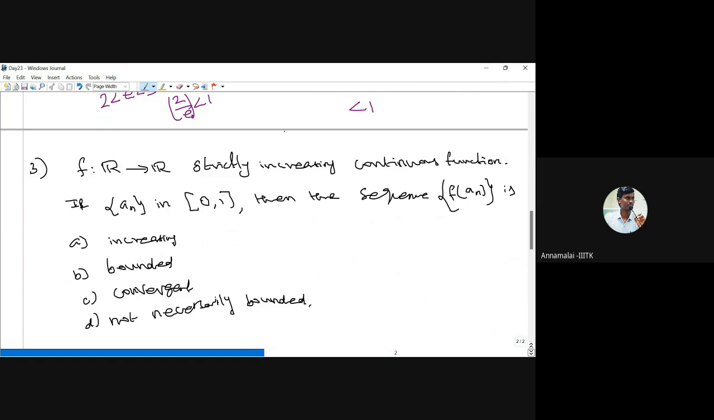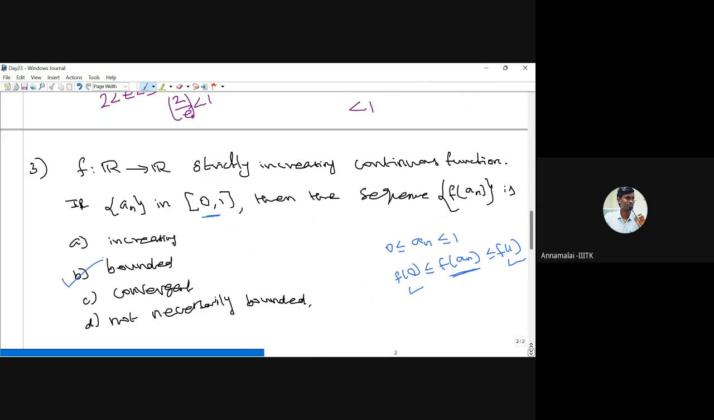Okay. Now, since we are taking a sequence in this interval, that means all the an are less than or equal to 1 and greater than or equal to 0, because all the terms of the sequence are inside this interval. Since f is increasing, we know that if x is less than or equal to y, then f of x is less than or equal to f of y. Therefore, f of 0 is less than or equal to f of an is less than or equal to f of 1. So f of an is bounded below by f of 0 and bounded above by f of 1. Therefore, f of an is a bounded sequence. So clearly it is bounded.